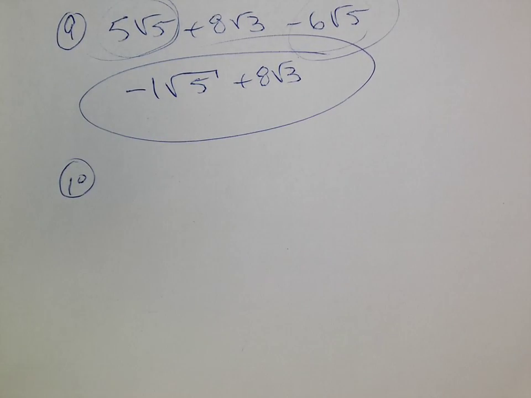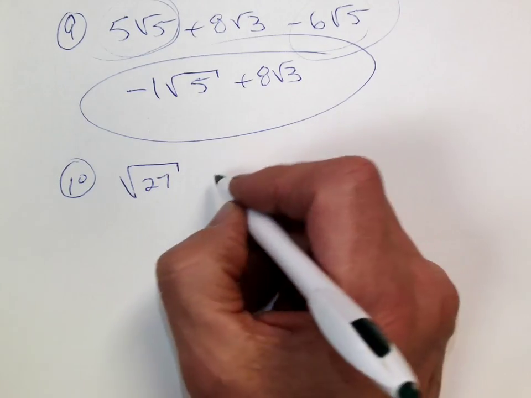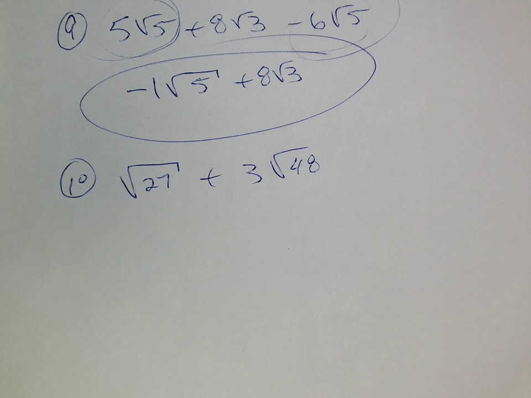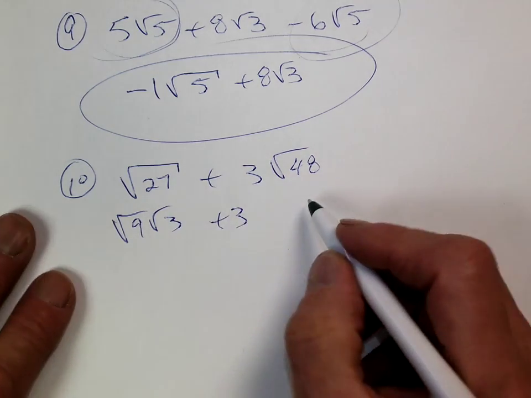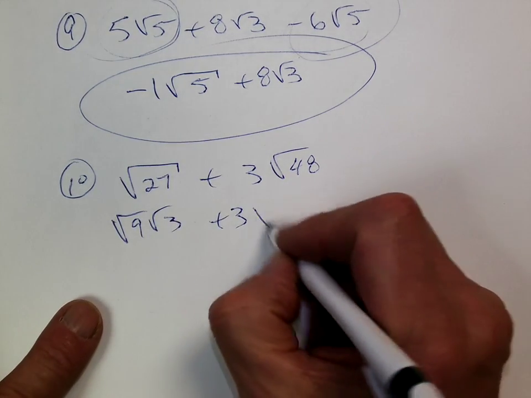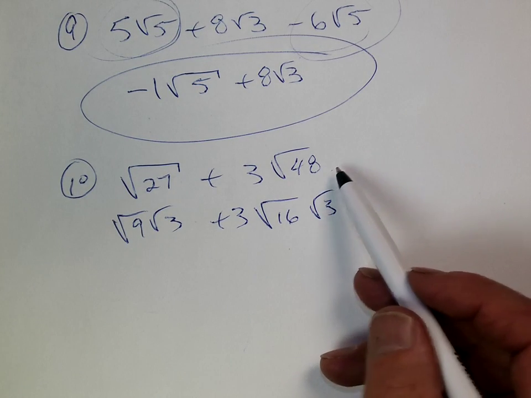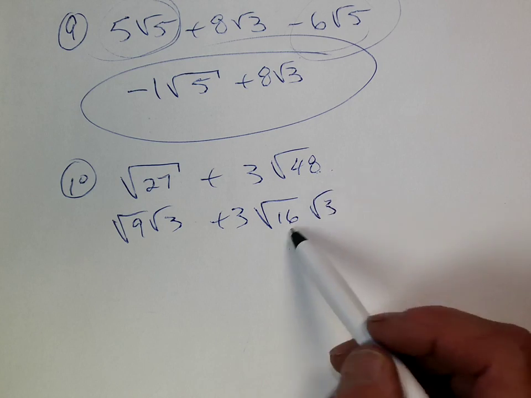10. Square root of 27 plus 3 square roots of 48. So at first it looks like you can't add them because they have to be the same to add. But if I work on it and try to reduce them, they might turn out to be the same. So 27, that's 9 times 3. And 48, a good combination of 48 is 16 times 3. Now you could have used 4 and 8, you would have had to break it down again, or 6 and 8. But eventually the best combination is 16 times 3.